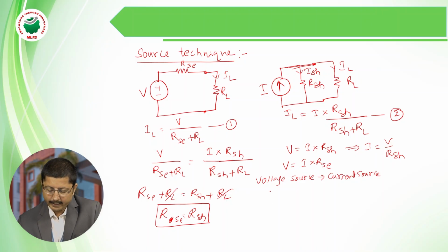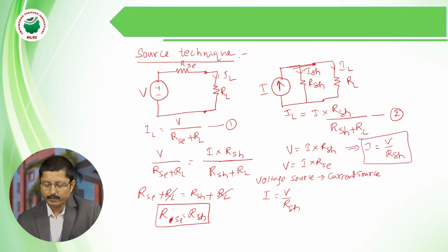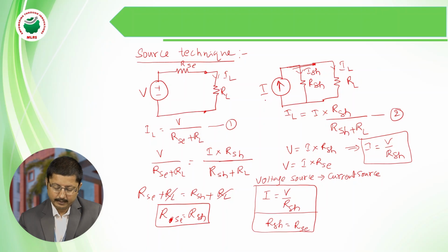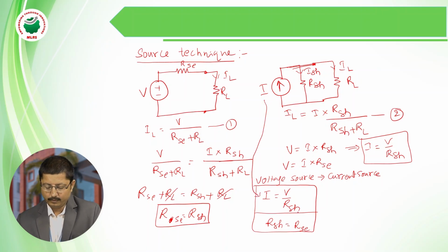So what is the current here? From this relation, current I equals V divided by RSH, whereas RSH is equal to RSC. So this is the conversion from voltage source to current source. That is, this current I equals V by RSH, and this RSH is nothing but RSC.